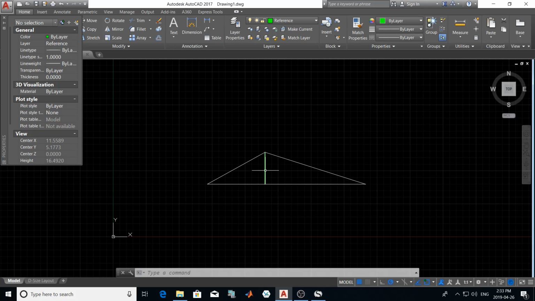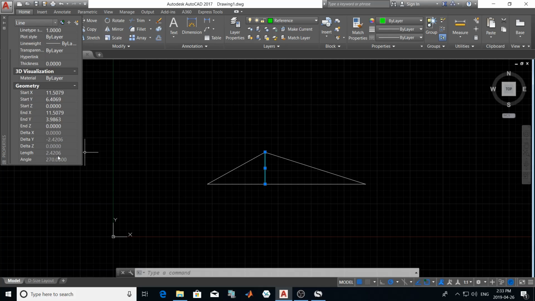Now the length of that height is, as you can see, 2.4206, correct to 4 decimal places. Here I can even hover over the line, and then it would show me that the length of the line is 2.4206 units. Okay, I can just use that length as the height then. Let's do that.